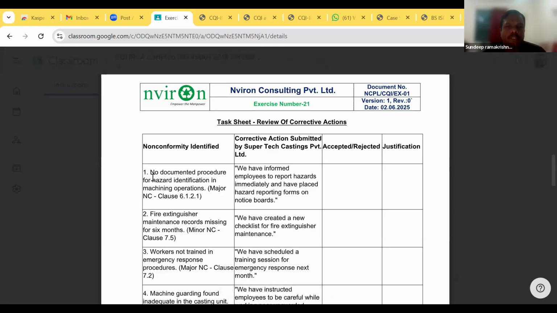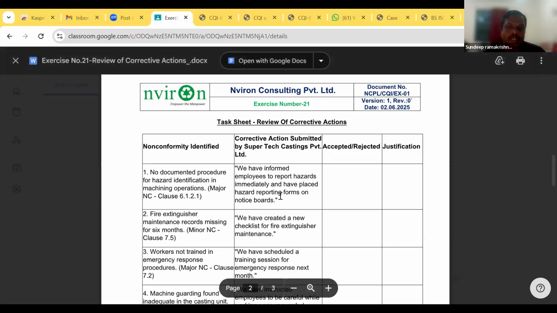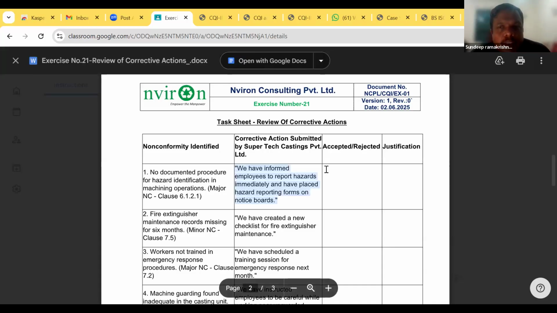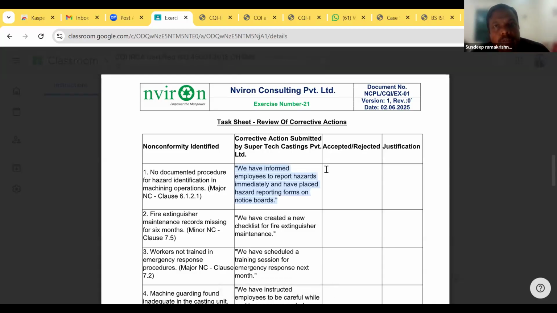On the first question, where there were no documented procedures for hazard identification and machining operations, the corrective action the auditee is coming up with is: we have informed employees to report hazards immediately and have placed hazard reporting forms on notice boards. Do you accept this corrective action? If you accept, you have to give justification. If you reject, also you have to give justification.